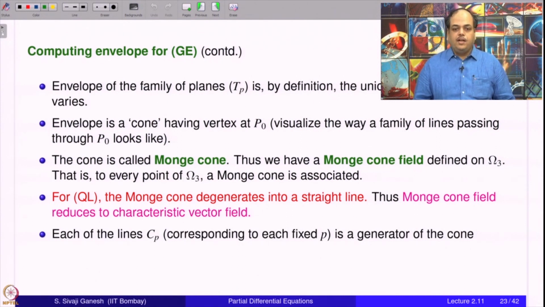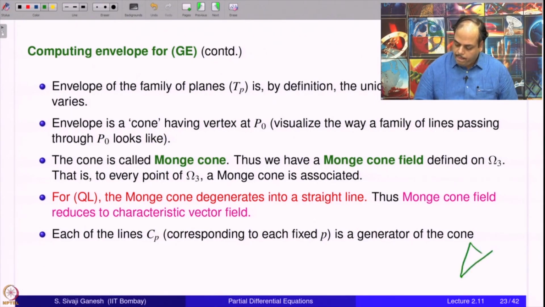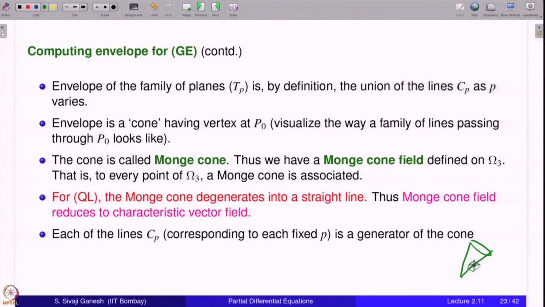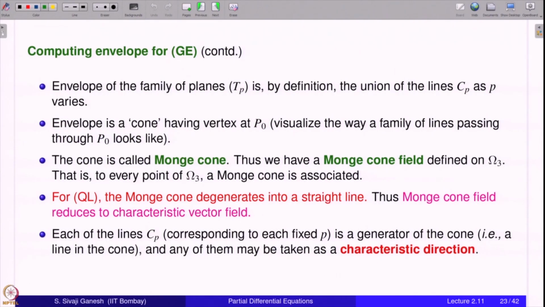Now, each of the lines Cp corresponding to each fixed p is a generator of the cone. Generator of the cone means it is a line in the cone. So, for example, you have a cone like that, you have a line here. At a point on the cone, if you take the tangent plane, that line is going to be there on the tangent plane. Therefore, what we wanted was to look at the envelope and take one direction in the tangent plane of the envelope. Now, here it is very nice: of the tangent plane of this cone at these points, one of the directions is clearly the line Cp. So, we can take that Cp to be the characteristic direction.